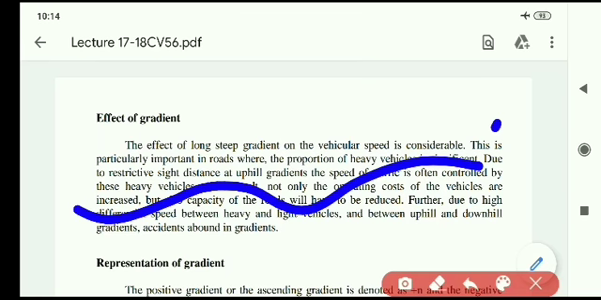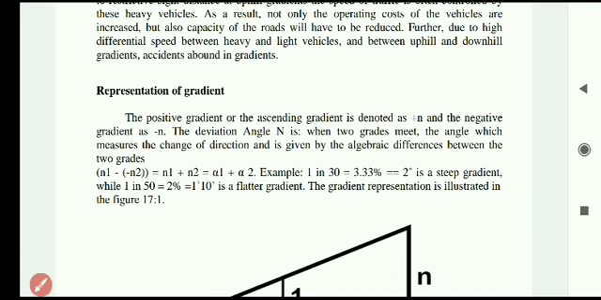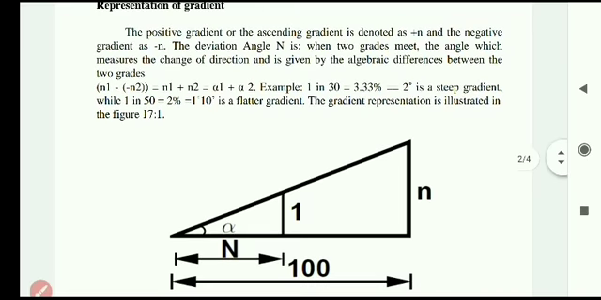And again I am repeating, the gradient value is always calculated with the help of V by H, vertical to horizontal ratio. So friends, next we'll see the representation of the gradient, that is, how the gradient is calculated. It is shown like this: 1 in n. It is always considered as 1 in n, vertical to horizontal. If it is a plus n, then it is an upward gradient. If it is a minus n, that is a negative gradient.